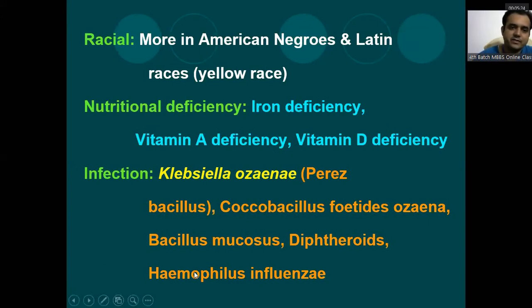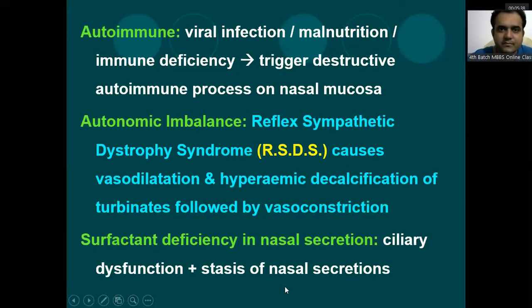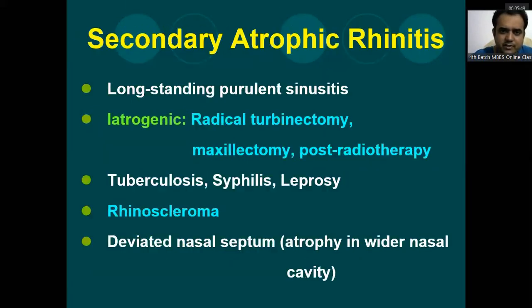Similarly, infection by Klebsiella ozaenae. This is also called Perez bacillus, or there are other bacilli like Coccobacillus foetidus ozaenae, Bacillus mucosus, diphtheroids, and Haemophilus influenzae. Autoimmune: it can be autoimmune, it can be due to autonomic imbalance and surfactant deficiency in nasal secretions. So we are not going to go into detail of this.